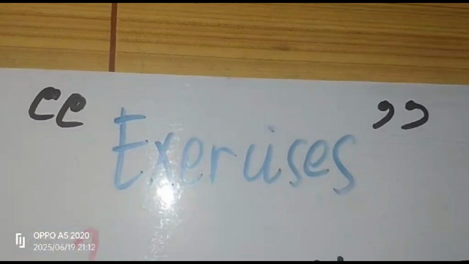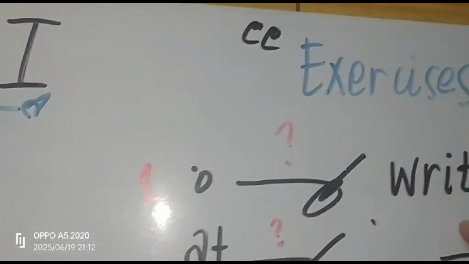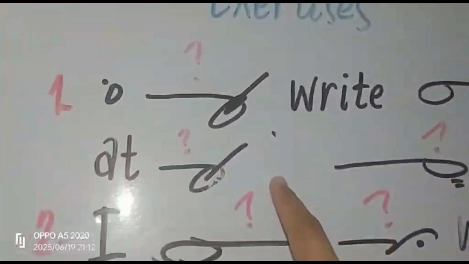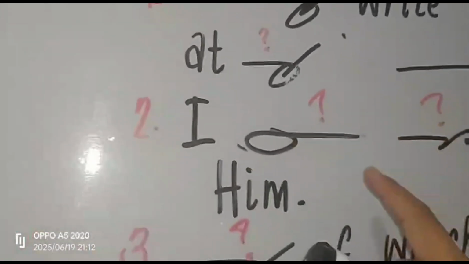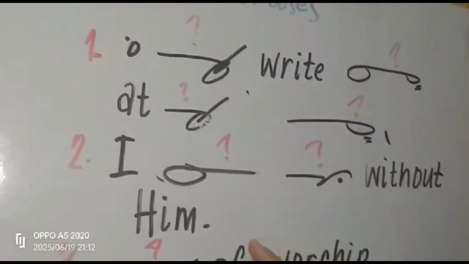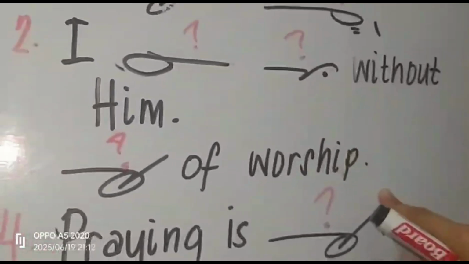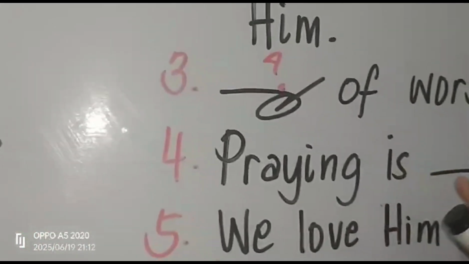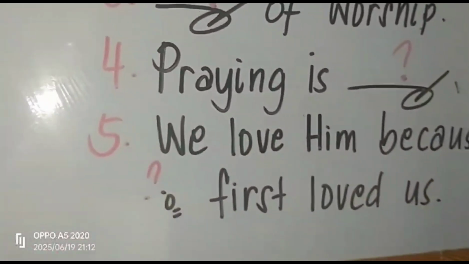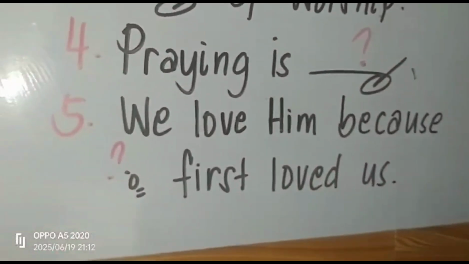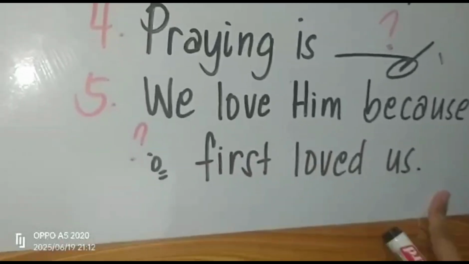Let's proceed to the exercises for Lesson 2, sounds of H and ending ing and the sounds of long I. Number 1, blank, blank, right, blank, at blank, blank. Number 2, I, blank, blank, without him. Number 3, blank of worship. Number 4, praying is blank. And number 5, if you remember, 1 John 4:19, we love him because blank first loved us.